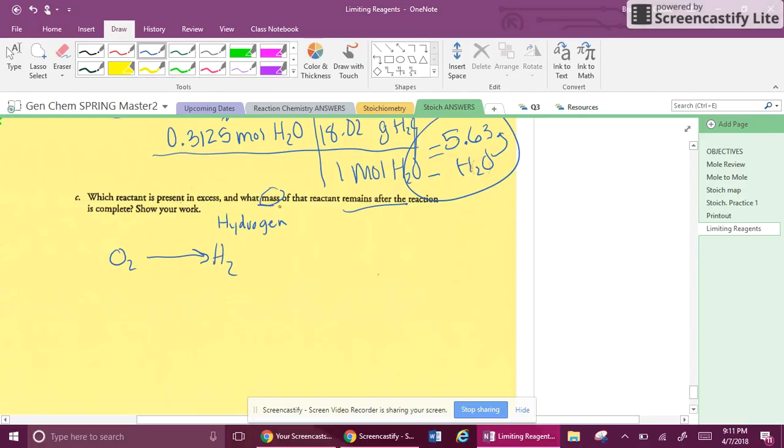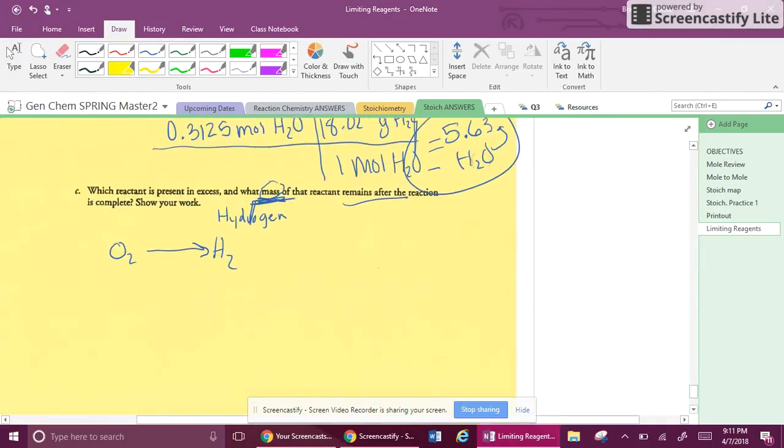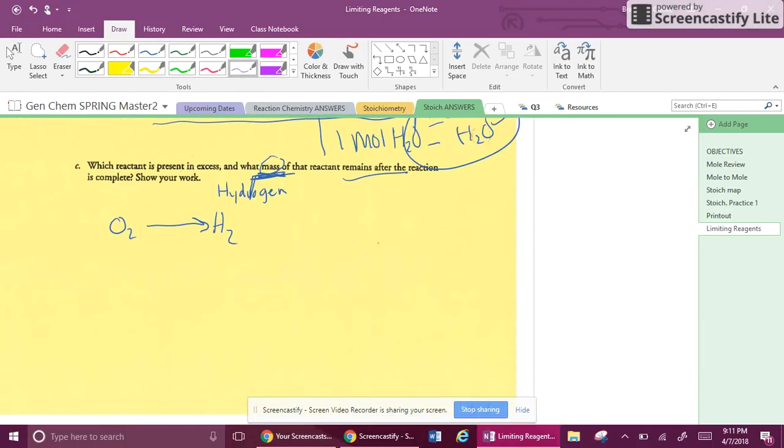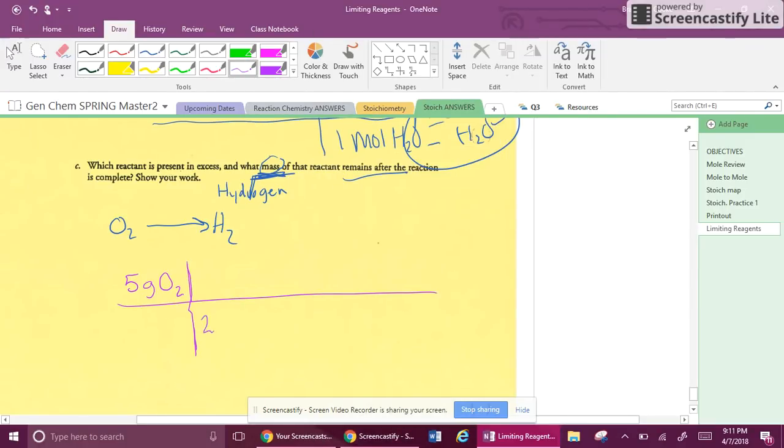H2. And it wants to know mass. So my end goal here, obviously, I start with what's given. I'm given 5 grams of oxygen. So for every 5 grams of oxygen, how many grams of hydrogen is going to be consumed, used up? How much hydrogen will be converted to water? So for every 5 grams of O2, that's going to be 32 grams for every 1 mole.